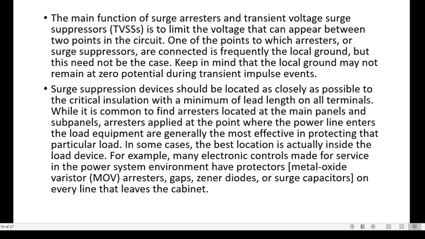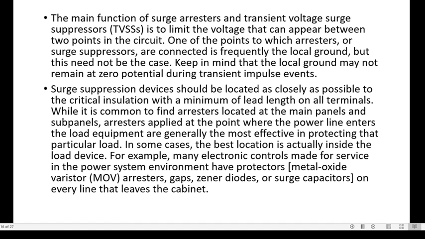So the main function of the surge arrester and a transient voltage surge suppressor, TVSS, is to limit the voltage that can appear between the 2 points in the circuit. One of the points to which arresters or the surge suppressors are connected is frequently the local ground, but this need not be the case. Keep in mind that the local ground may not remain at a zero potential during a transient impulse event.